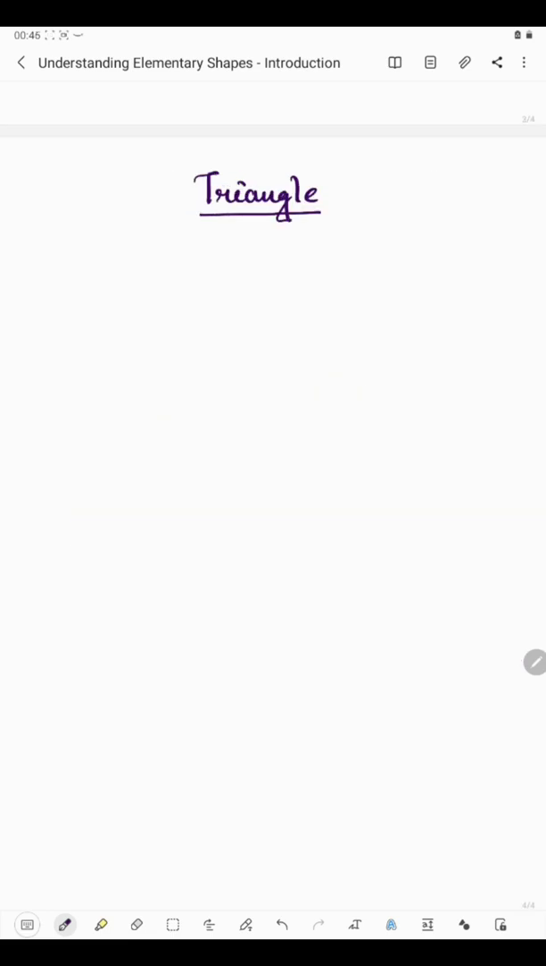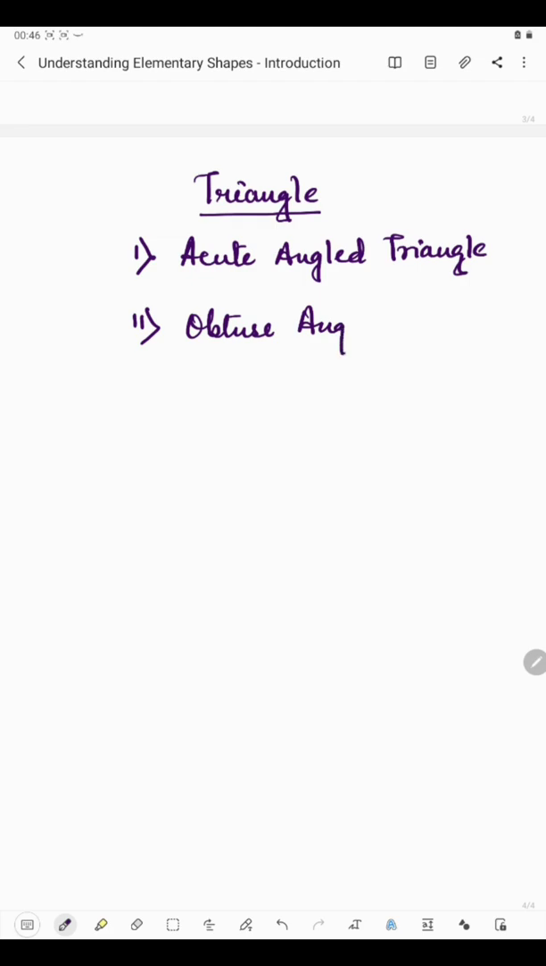Now our next topic is triangle. We will classify the triangle on the basis of angle. So first we have the acute angle triangle. Then we have the obtuse angle triangle. Then we have the right angle triangle.